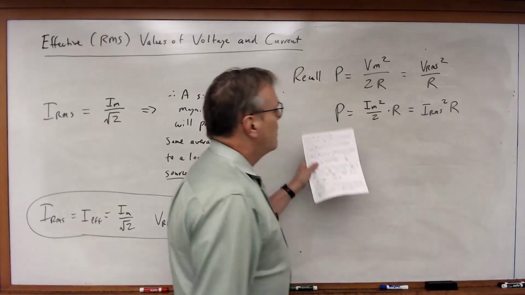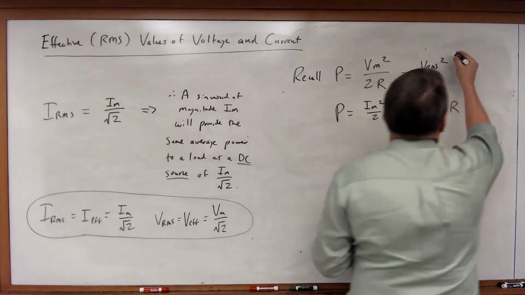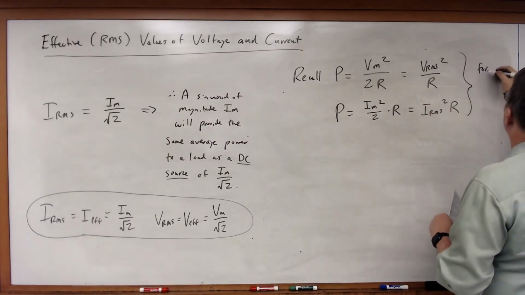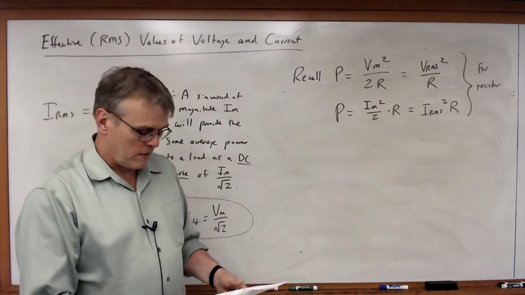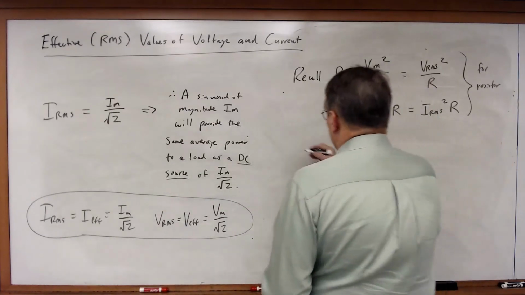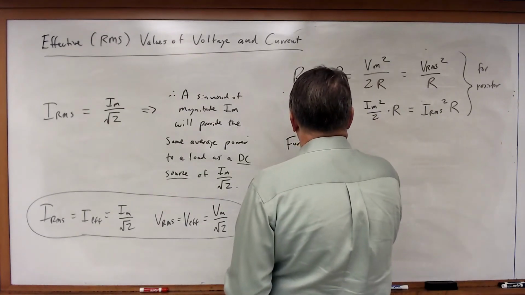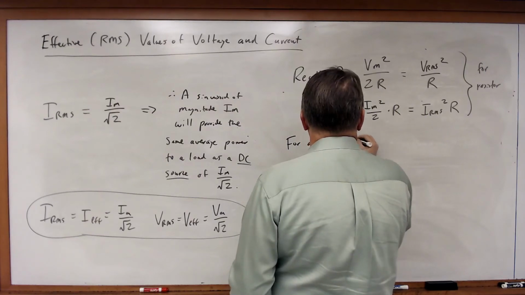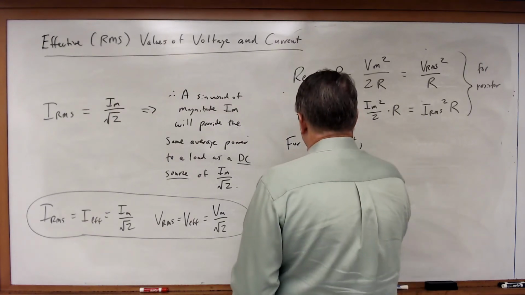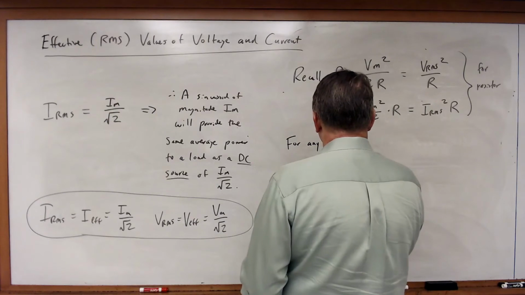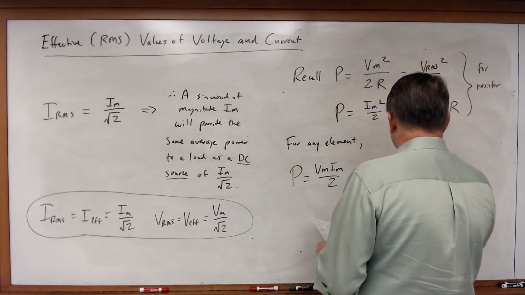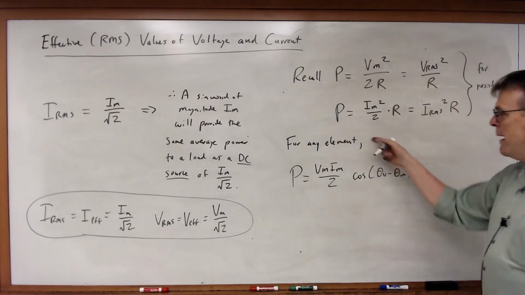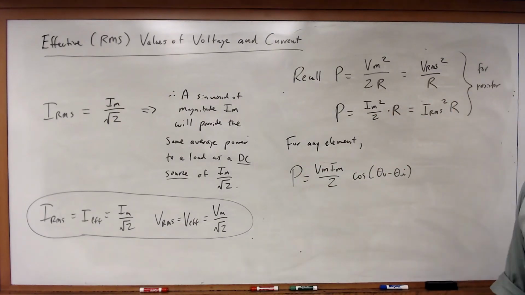So this is true for a resistor. Which, of course, is the only place where we're going to have non-zero average powers in a resistor. But we also note for any element, P is equal to Vm Im over 2 times cosine theta sub V minus theta sub I. This is the average power for any element. We showed this equation before.